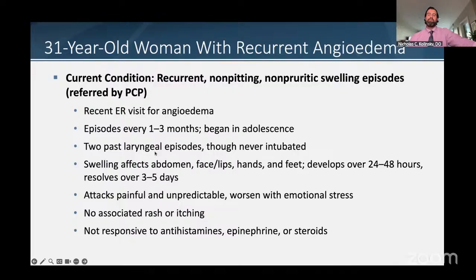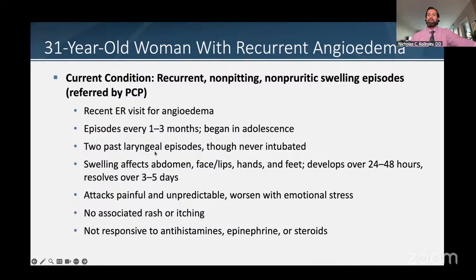So this was a patient that was seen at our clinic, a 31-year-old female with recurrent episodes of angioedema. Like Dr. O'Connor said, non-pitting angioedema, non-pruritic, no hives, no urticarial lesions. She's been to the ER a couple times for her angioedema. Her episodes occur every 1 to 3 months. It started in adolescence, often with patients that have hereditary angioedema. About 50% have an onset of symptoms by the age of 10, about 100% by the age of 20. This patient had had 2 laryngeal episodes, had never been intubated, which can occur in some HAE attacks.